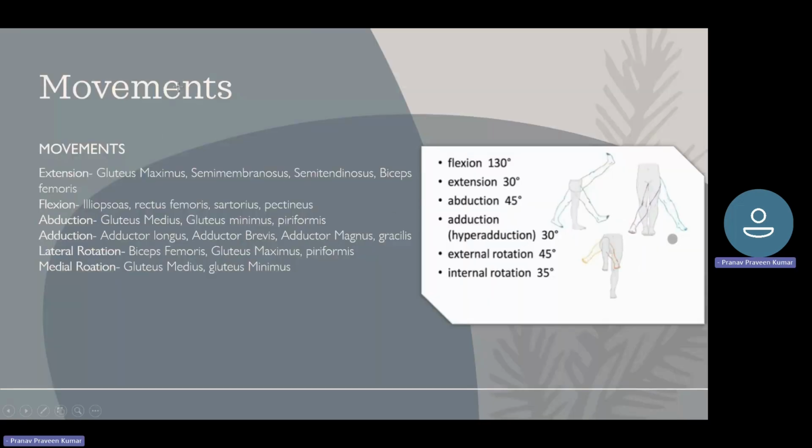And now the different types of movements of the hip joint: extension and flexion. Extension would be lifting your leg backwards, and flexion would be lifting your leg up. Abduction would be spreading your legs apart, and adduction would be bringing your legs together. Lateral rotation, where you pivot your feet outwards, and medial rotation, where you pivot your feet inwards.